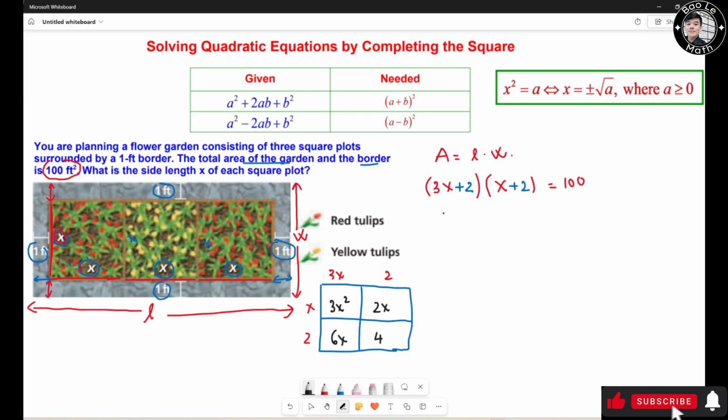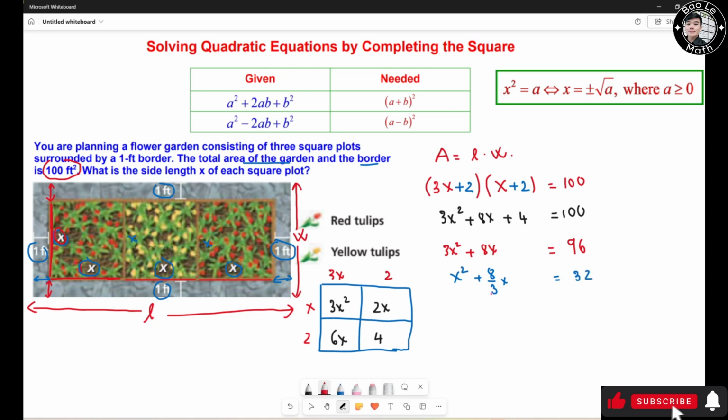Alright, so this turns out to be 3s squared, and 6s plus 2s is going to be 8s, and then 4, rewrite 4 equals 100. In order to make this one a complete square, I need to make the coefficient in front of s squared 1. So I need to divide both sides by 3 first. So keep that in mind. Divide this by 3, it turns out to be s squared. Divide this by 3, it turns out to be 8 over 3s. And divide this by 3, it turns out to be 32, right?